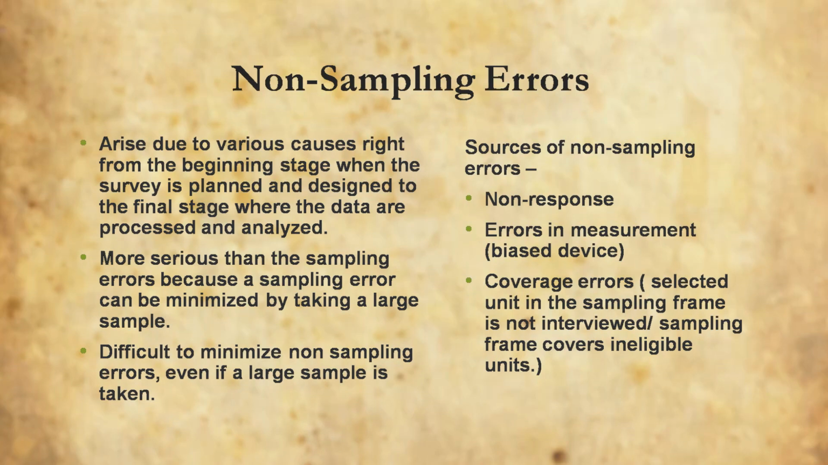covers ineligible units. Thus, when we plan for sampling as a scientific process, we have to plan in such a way that we are able to handle the different errors, the sampling error and the non-sampling error, keeping in mind that non-sampling error is difficult to consider and it brings out erroneous results. That way, we need to plan accordingly and move on with our research.